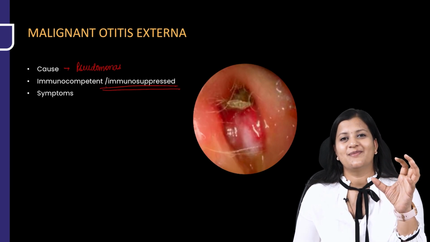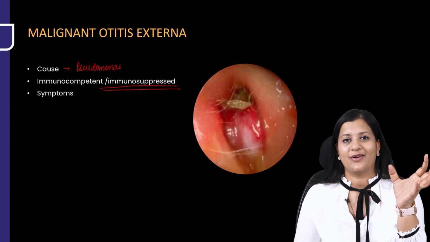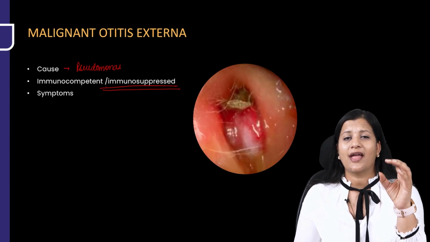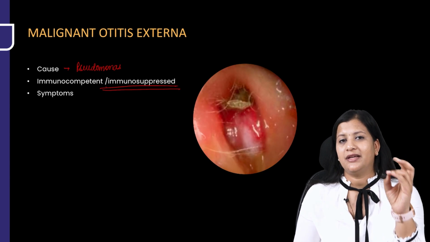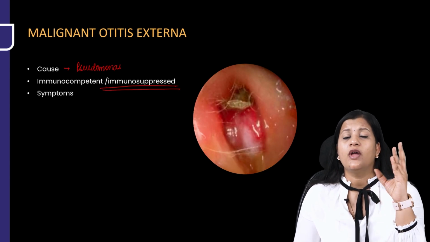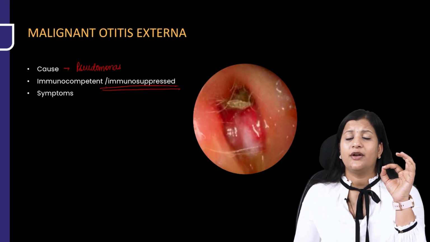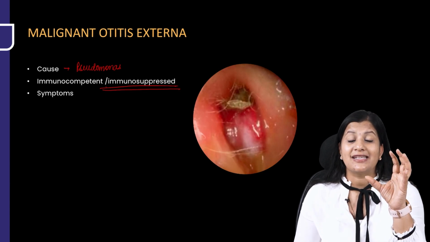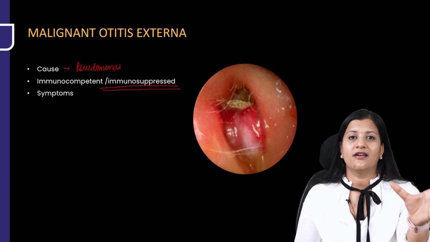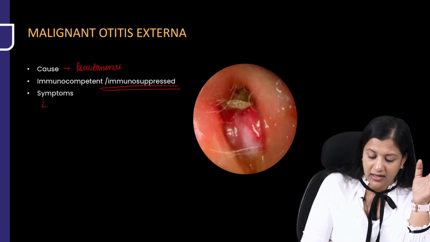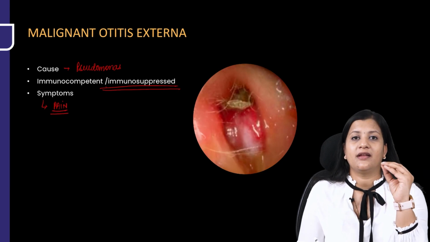What will be the symptoms of a patient who has this malignant otitis externa? Like I told you, the organism is very aggressive. Patient's immunity is extremely low. It is a rapidly progressive infection. So the patient will complain mainly of excruciating ear pain. That will be the main symptom. Severe excruciating ear pain can occur.